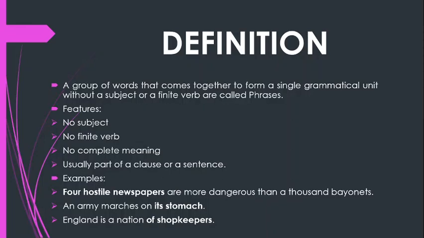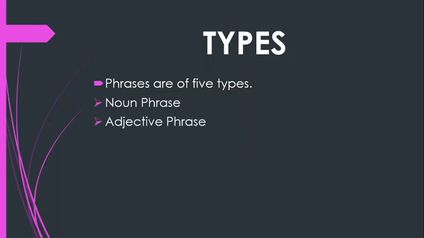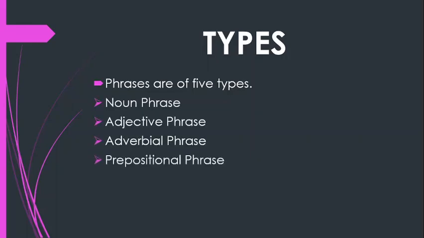Now moving on to the various types of phrases. Phrases can be of many types, but according to different grammarians, different rule books, different books or websites, they can vary from place to place. Here we will discuss 5 traditional types of phrases: the noun phrase, the adjective phrase, adverbial phrase, prepositional phrase, and verbal phrase.